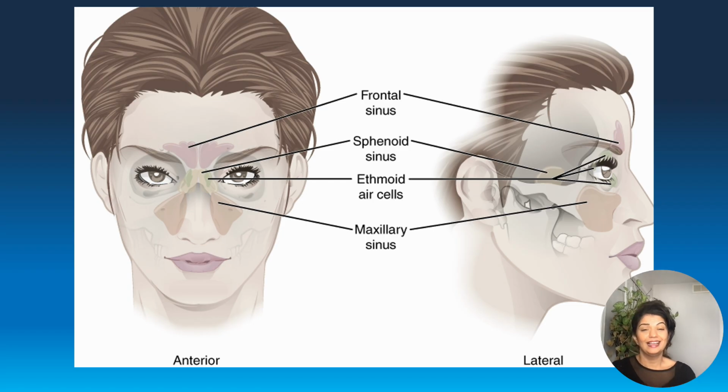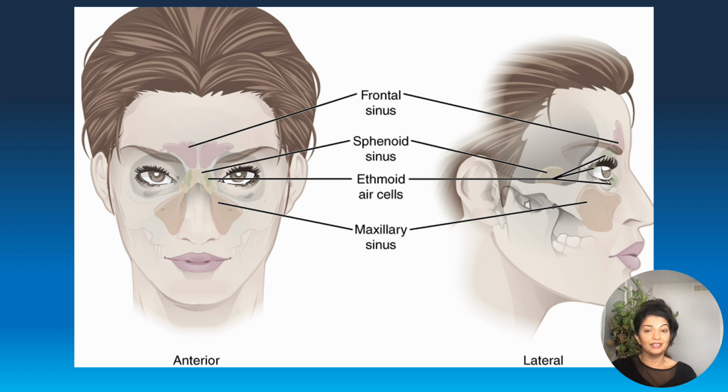Paranasal sinuses. Now, we are all familiar with this. How many of you have had a sinus infection or are congested? Well, those are your sinuses. And these are hollow air-filled spaces located inside certain bones of the skull. And they communicate essentially to the nasal cavity. They're all sort of connected, right? Paranasal means next to nasal cavity.